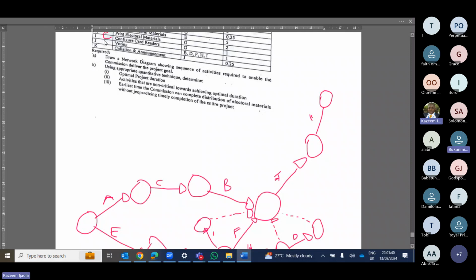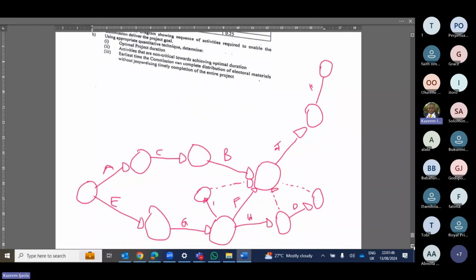Okay, that is why we have to use a dummy. If I goes directly to where they are, this is what you are saying now. If I draw I like this too, you will see that two of them are starting from G and also ending at the same point. It violates the rule. So that is why we have to bring I separately. Is it clear now?